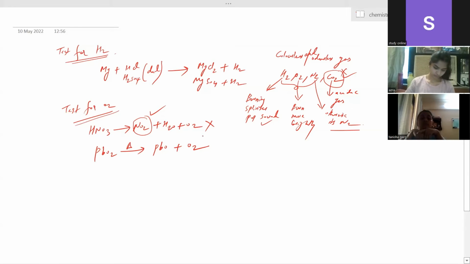Clear? So now again, a colorless and odorless gas will be formed. When lead oxide is heated, colorless and odorless gas will be formed. So again, you will test for all four: hydrogen, oxygen, nitrogen, and carbon dioxide. Carbon dioxide is an acidic gas. Then you bring the burning splinter: pop sound means hydrogen. If it burns more brightly, oxygen, otherwise it's nitrogen. So the same thing you can confirm for oxygen also.